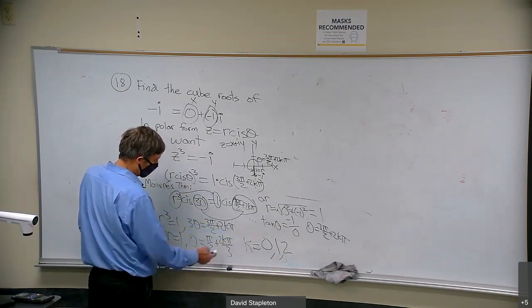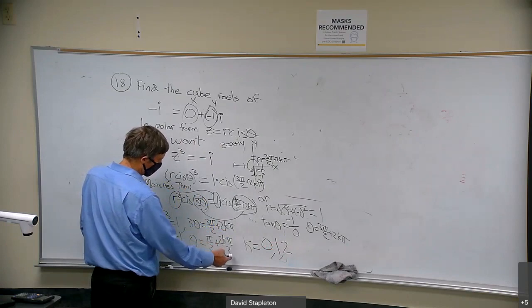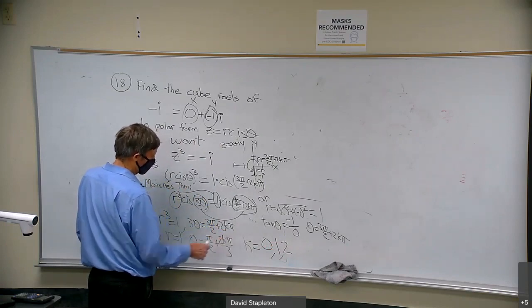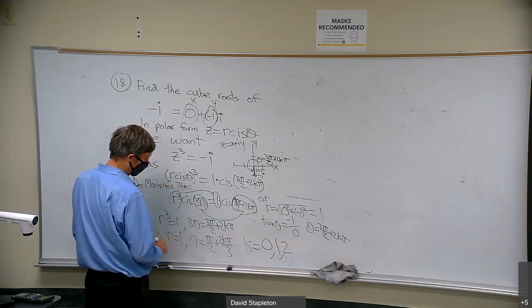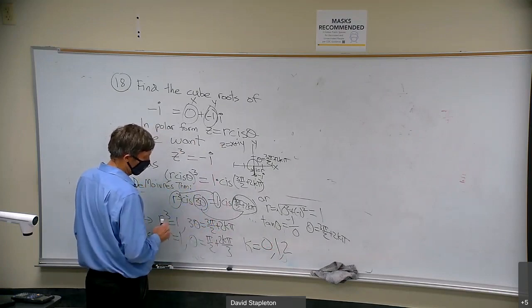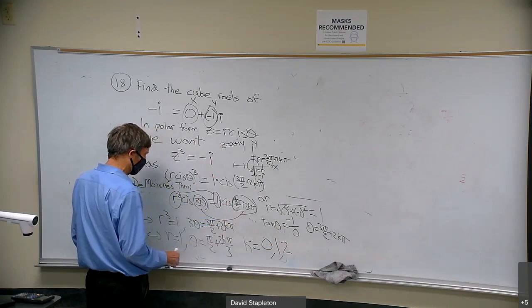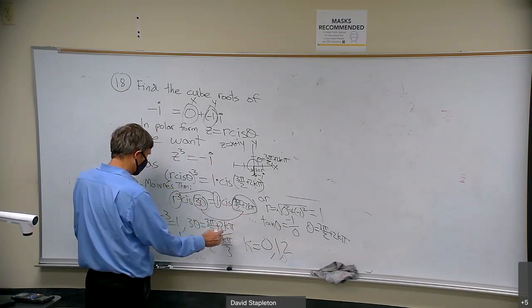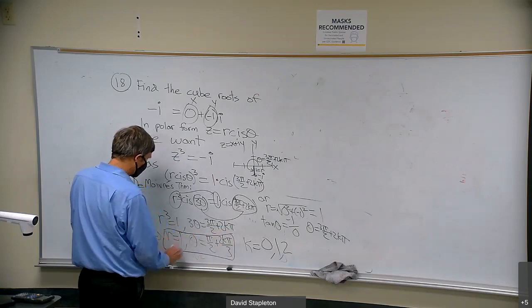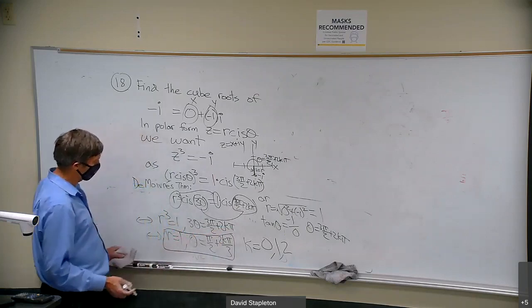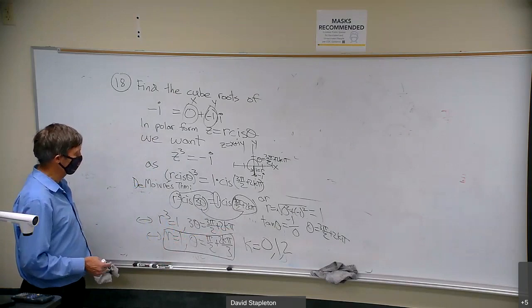Put k equals 4, and it's the same direction as when you put in 1, put in 5, it's the same direction as when you put in 2. So these are the only way you get different directions. You can put in any k, that all works, but the only different directions come from 0, 1, and 2. So for cube roots, you get exactly 3 angles. For fourth roots, you'll get exactly 4 different directions, and so on.